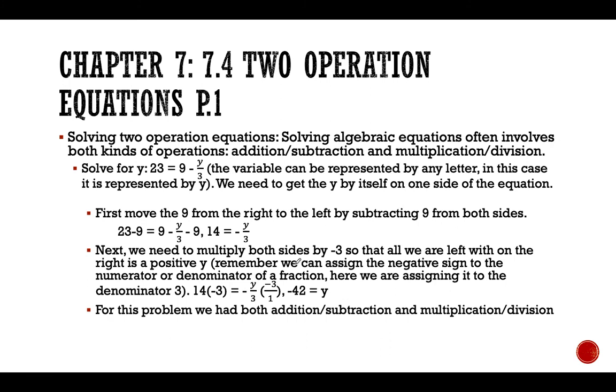And remember, we can assign the negative sign to the numerator or the denominator of a fraction, and here we're going to assign it to the denominator 3. 14 times negative 3 equals negative y over 3 times negative 3 over 1. The negative 3 in the numerator cancels the negative 3 in the denominator, and we're left with y equals negative 42. So for this problem, we had both addition, subtraction, and multiplication and division in the problem.